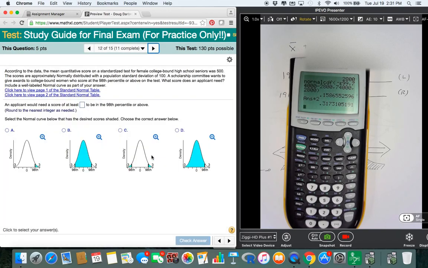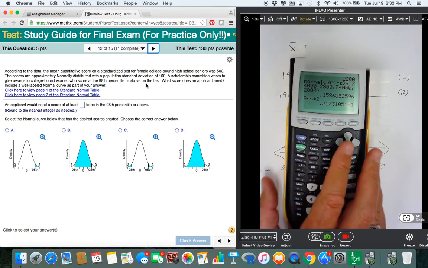Number 12. According to the data, the mean quantitative score on a standardized test for female college-bound high school seniors is 500. Scores are normal. Population standard deviation 100. A scholarship committee wants to give awards to women who score at the 98th percentile. Now, again, what is percentile?